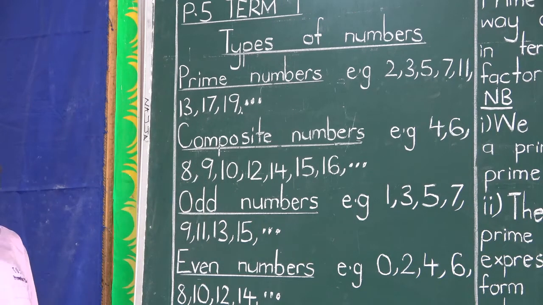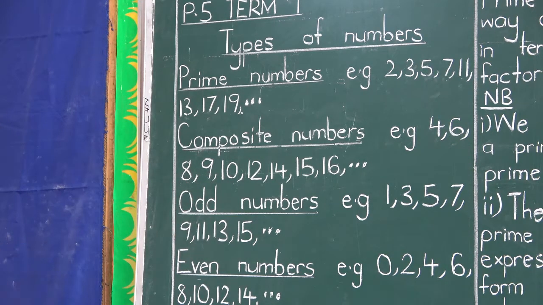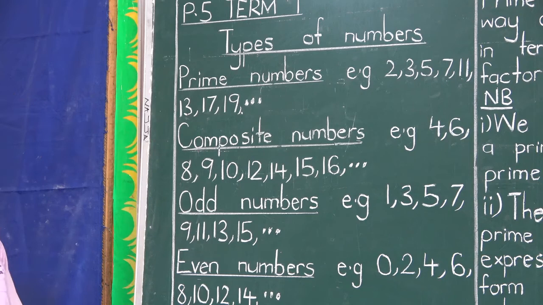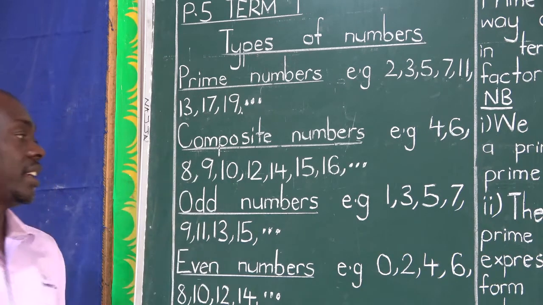Then 9 appears in table 1, 3, and 9. So it has got 3 factors. It is a composite number. Then 10 appears in table 1, table 2, table 5, and table 10. So it's got 4 factors. That is 1, 2, 5, and 10.